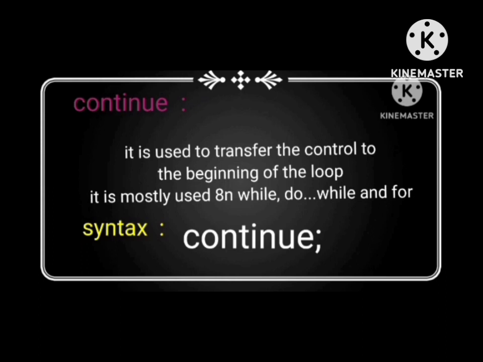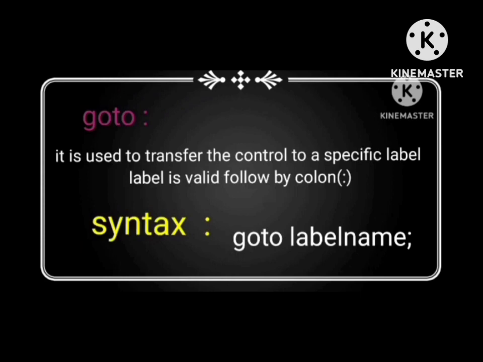Continue. It is an unconditional statement which is used to transfer the control to the beginning of the loop. When continue is used, it causes the loop to skip some statements and go to the beginning of the loop. It is mostly used in while, do while, for. Syntax: continue semicolon.